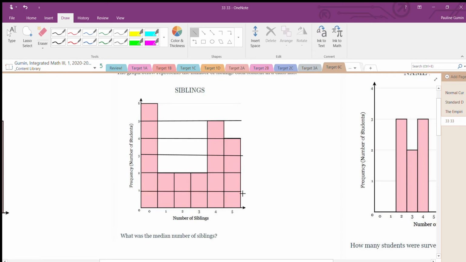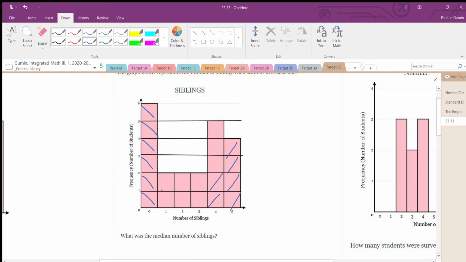Okay, so now I have these boxes all cut up, and it's going to be easier for me to find the median, which is the middle. So first, I'm going to cross off some boxes from the left-hand side. I'm going to cross off all 6 of these zeros because it's all the way on the left. I know that that's not going to be the middle. Well, if I cross off 6 from one end, I need to cross off 6 from the other. So let's do that.